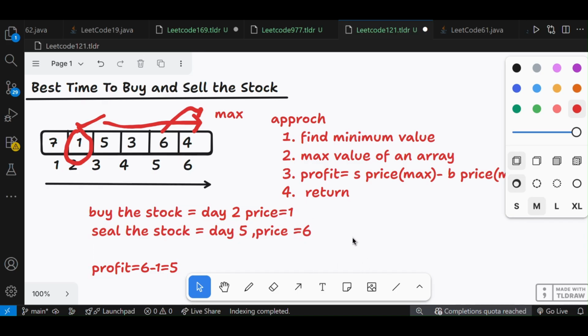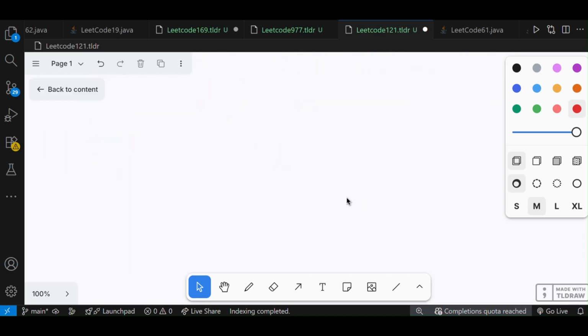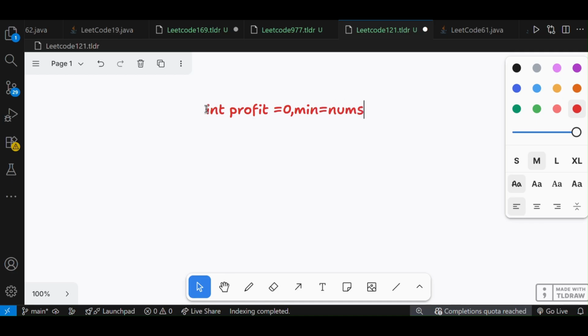So I choose a day on which to buy the stock and another day on which to sell the stock, so that I will get the maximum profit. So let's start. I just dry run the code. I create a for loop. First of all, I created a variable named profit, which is initially 0, and a minimum, which points to the zeroth index of my array. I don't know which is the minimum element, that's why I take 0. And I iterate using a for loop.